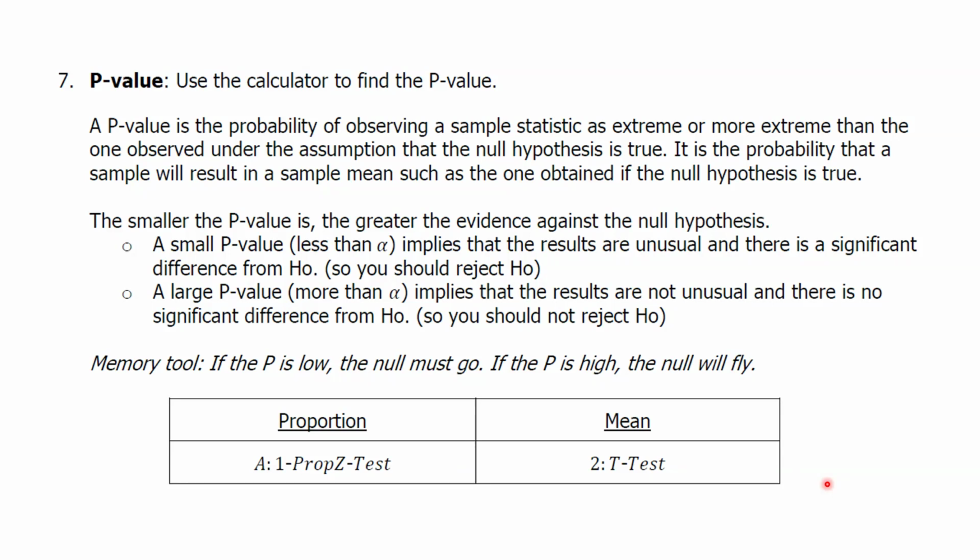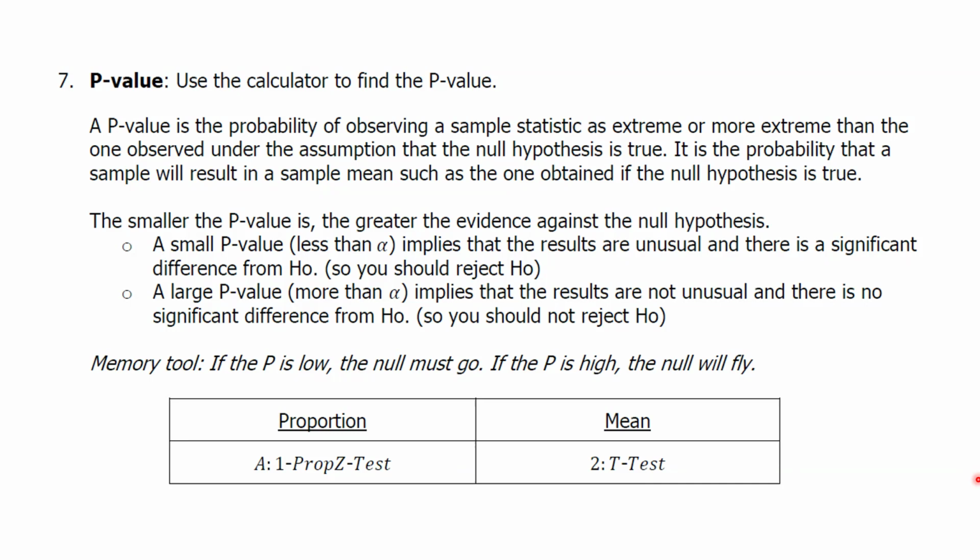So we'll use a calculator to help us find the p-value as well. A p-value is the probability of observing a sample statistic as extreme or more extreme than the one observed, under the assumption that the null hypothesis is true. It is the probability that a sample will result in a sample mean such as the one obtained if the null hypothesis is true. So the smaller the p-value is, the greater the evidence against the null hypothesis. A small p-value, less than alpha, implies that the results are unusual and there is a significant difference from the null, so we should reject the null.